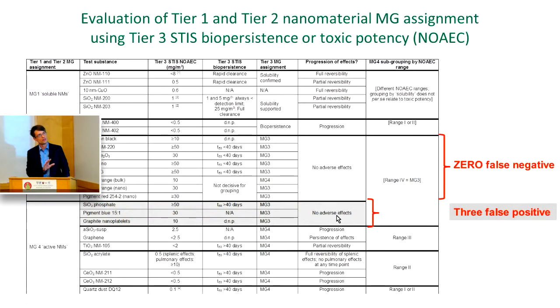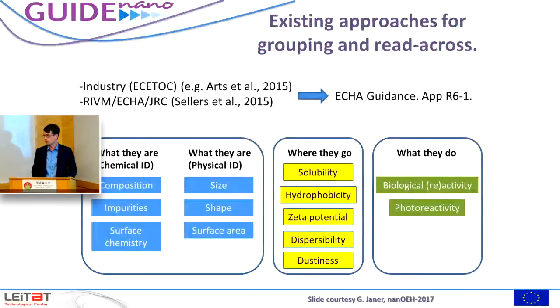So this is, in terms of accuracy, quite okay, quite acceptable for us. And yet we know that not everybody would agree with the properties that we have chosen. So this is a slide I stole from Gemma Jana from the Guide Nano project. She presented it at the nano-EH in Denmark.